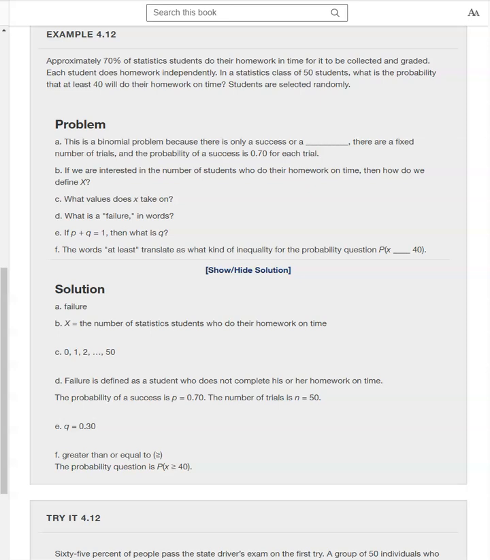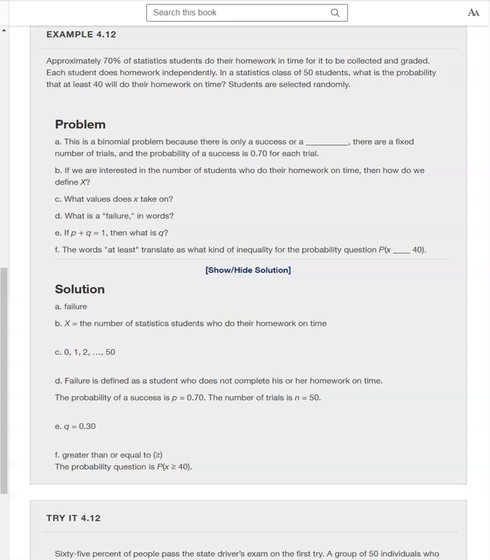Week 4 found us looking at discrete random variables, the binomial distribution, and the hypergeometric distribution. What I want to focus on here is the binomial distribution, because all of these have their value, but the binomial distribution, in my opinion, happens to be the most applied in a standard college statistics class. So let's take a look at this example 4.12.